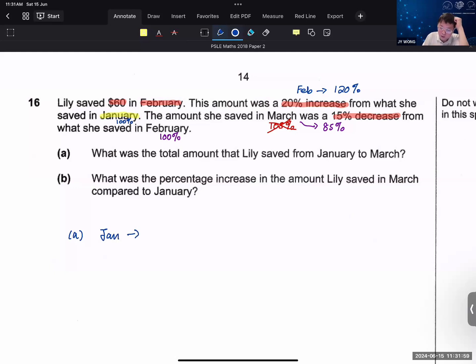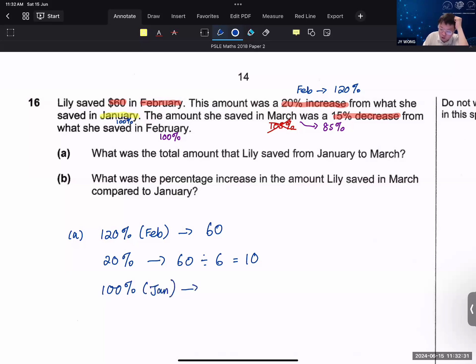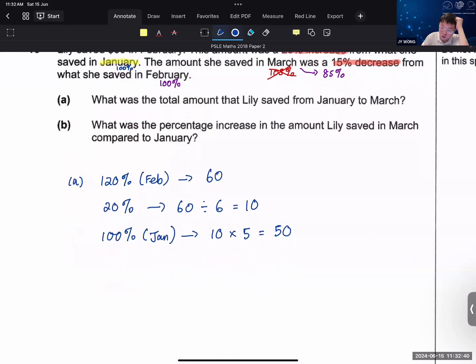So in January, March, sorry. So 120%, which is your February in this case, is $60. Okay, don't go and find 1%, even though it's not wrong because it's a calculator question, but you find nice numbers like 20%. So 60 divided by 6 to give you $10. And then you go and find what is 100%. Your 100% here is represented by what is January, which is 10 times 5 to give you $50. That is January. Okay, so I'm just going to write that here.